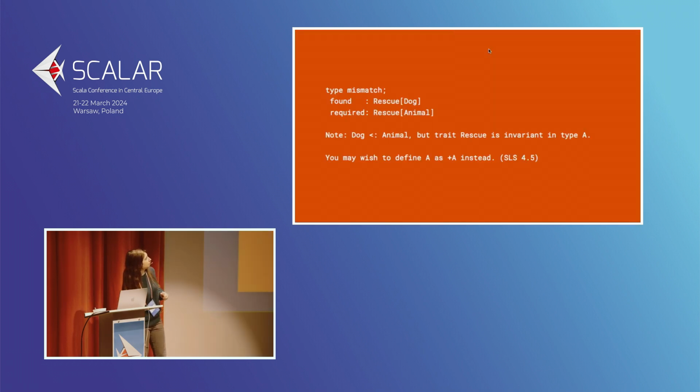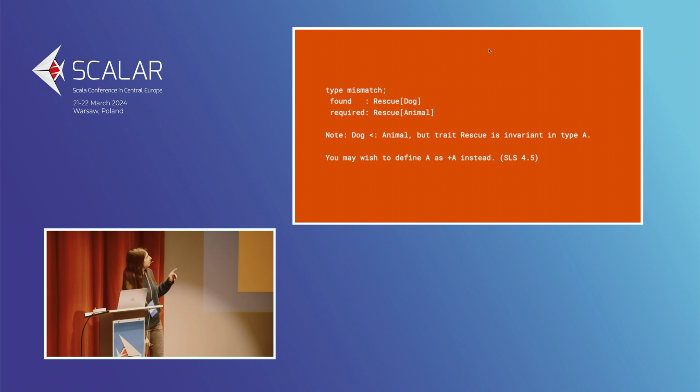This error message, by the way, is from the Scala 2.13 compiler. You also get an error message in Scala 3, obviously, but it's not as helpful. So I've picked the 2.13 compiler error message here. If you know how to get the same kind of detailed error message in Scala 3, I'd be very keen to hear about that. I haven't figured out how to do that yet.